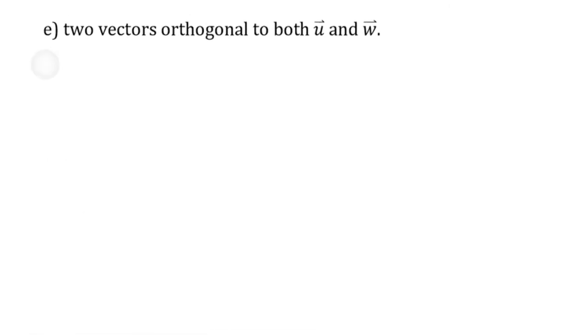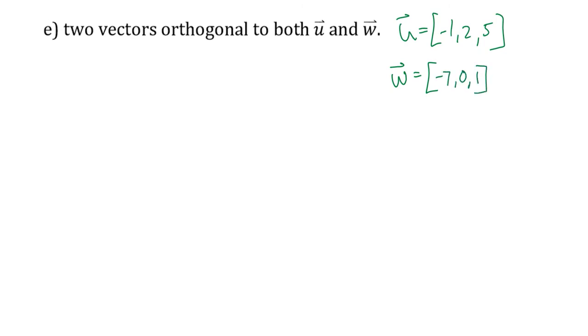Two vectors orthogonal to both u and w, which is -7, 0, 1. So how do we find two vectors that are orthogonal to both u and w? And it doesn't say they have to be linearly independent or anything like that. In fact, you wouldn't be able to do that, so that's one of the reasons why it doesn't say that in this case. But be careful of that.